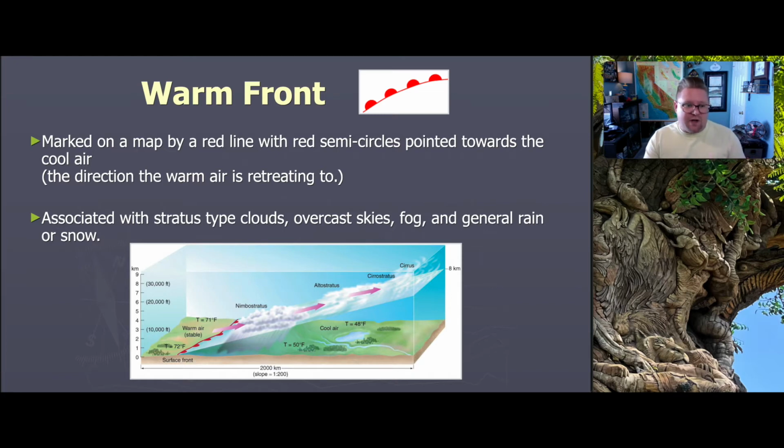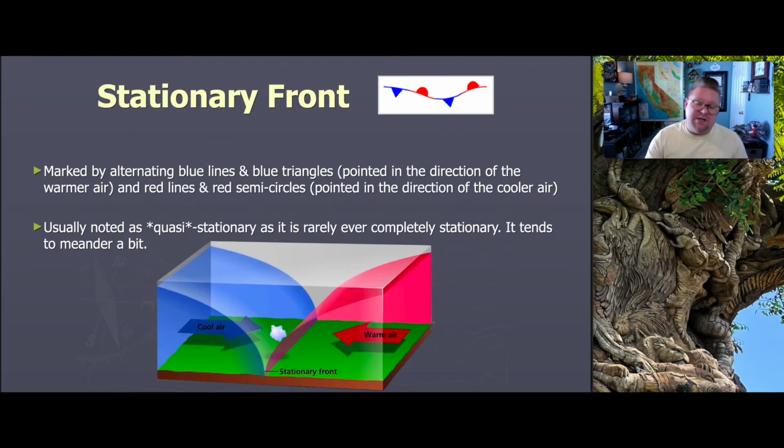The next front will be a stationary front. Stationary fronts are marked by alternating red and blue lines. Again, that blue line with triangles and the red line with half circles. This time it says here that they point in the direction of the warmer air. So it says that the red line and red semicircles point towards the direction of cold air. So again, same idea as to how we observed these drawings before.